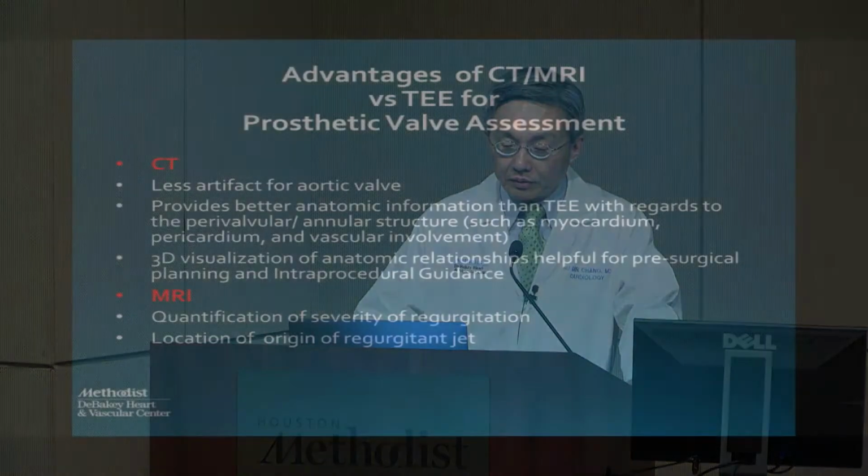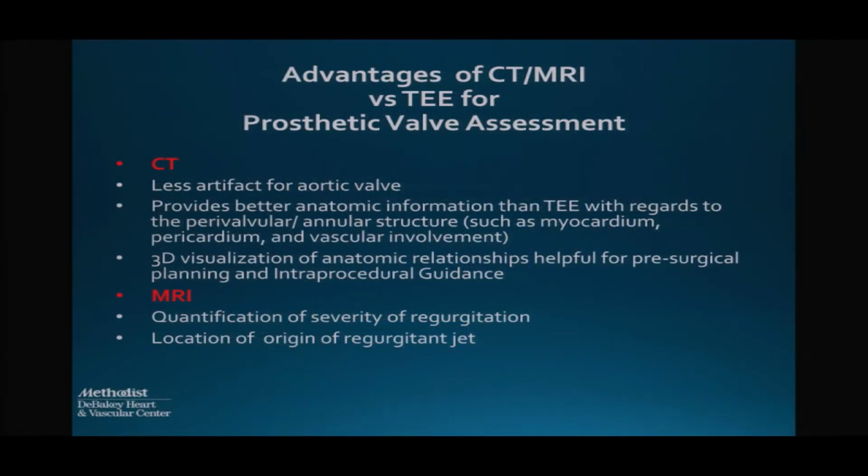Just quickly, why we do CT or MRI compared to transthoracic and TEE for prosthetic valve assessment is because CT has less artifact with aortic valve, as we saw, and provides better anatomical information with regard to perivalvular and aneurysmal structure, like Dr. MAHMARIAN mentioned. And most importantly, I think the great future for CT in this regard is 3D visualization, and it will be very helpful for pre-surgical planning or even percutaneous procedure or intra-procedural guidance as well.